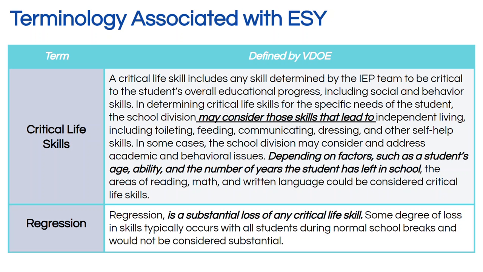Next, regression. Regression is a substantial loss of any critical life skill. Some degree of loss in skills typically occurs with all students during the normal school breaks and would not be considered substantial.